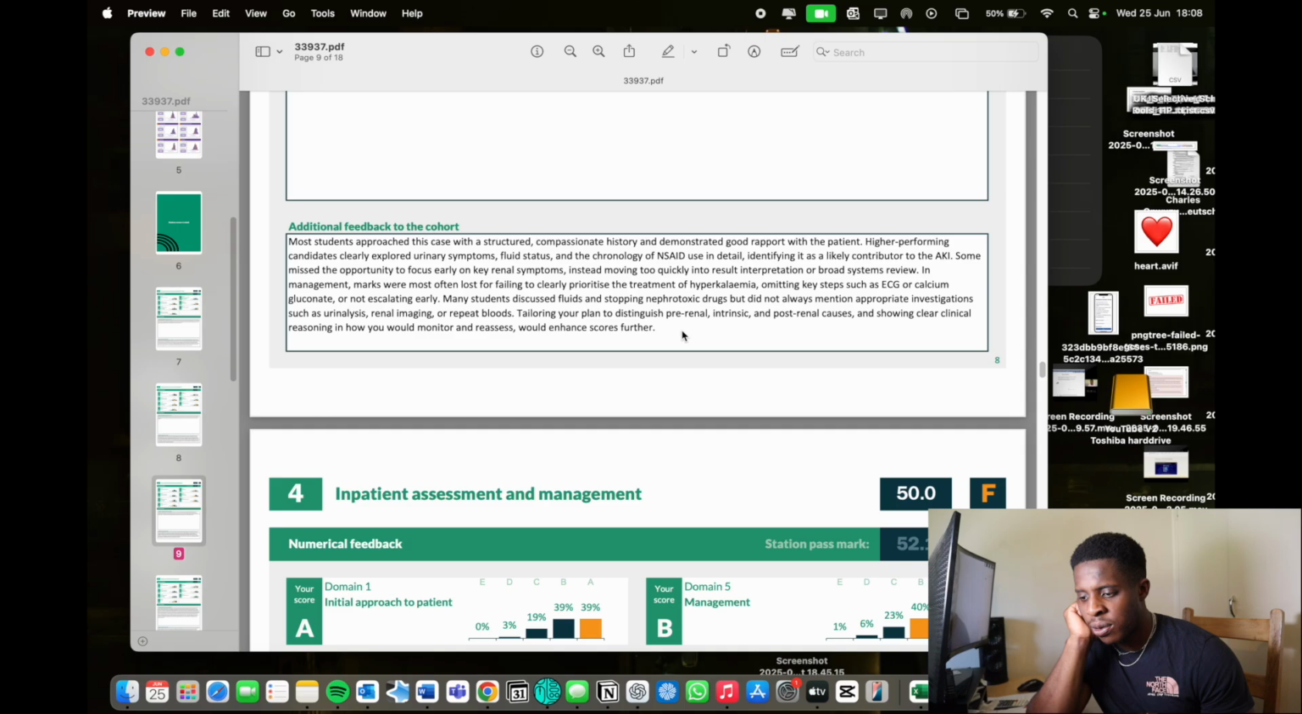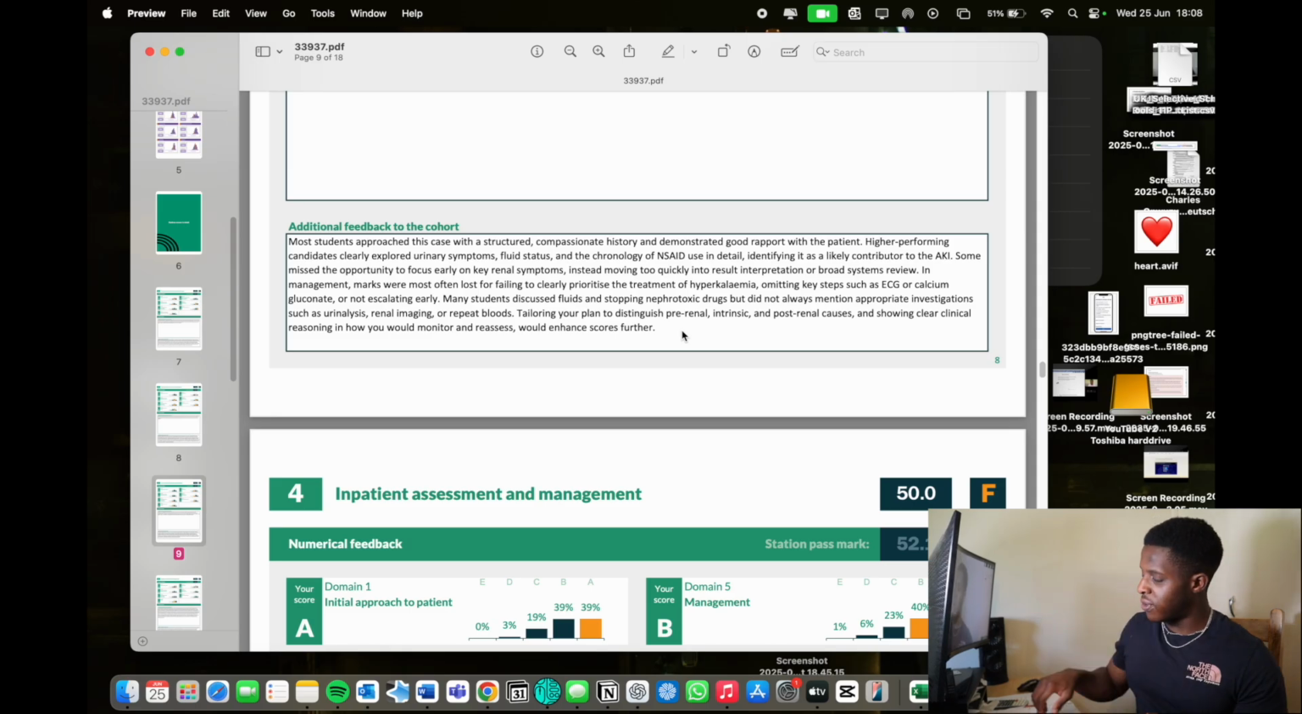Many students discuss fluids and stopping nephrotoxic drugs, but did not always mention appropriate investigations such as urine analysis, renal imaging, or repeat bloods. Tailoring your plan to distinguish pre-renal, intrinsic, and post-renal causes, and showing clear clinical reasoning in how you would monitor and reassess, would enhance scores further.